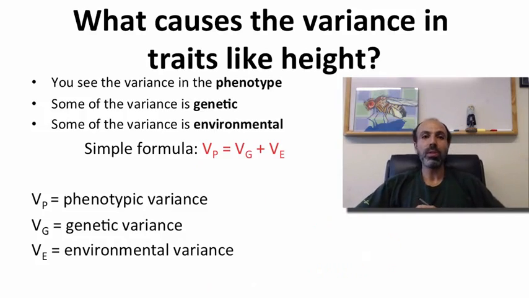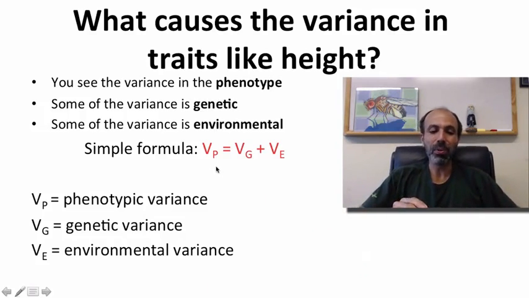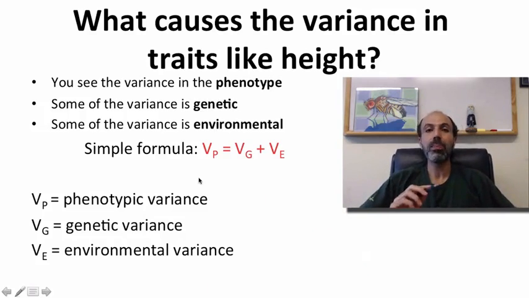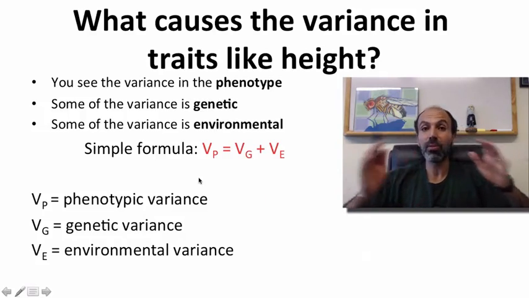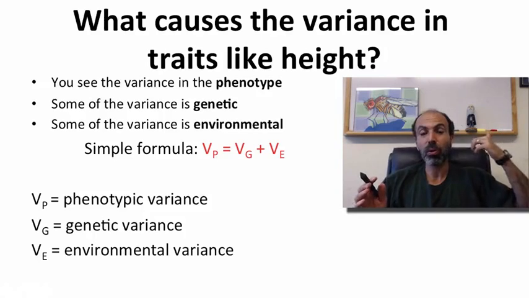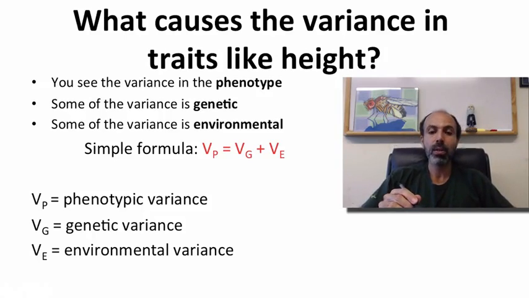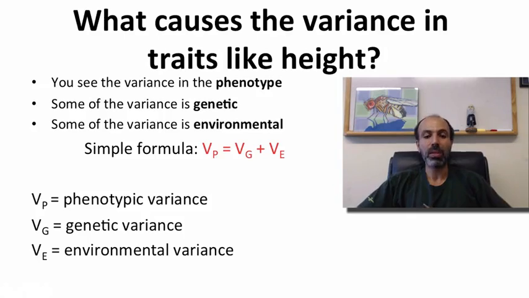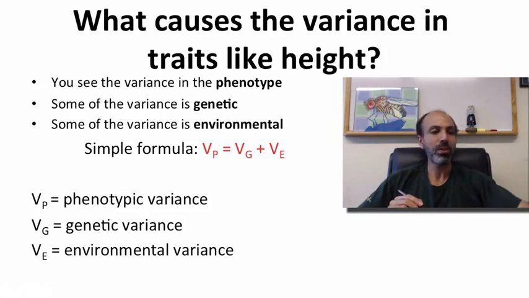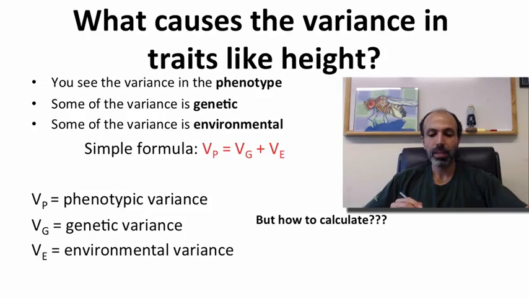Now, the formula that we use for this is very simple. VP, which is the phenotypic variance, so you calculate the variance in height, just like we did before at the beginning of this video. And we say that's the sum of the fraction of the variance that's genetic with the fraction of the variance that's environmental. It's a very simplistic formula: the overall phenotypic variance has a genetic component and an environmental component. Okay? Now, how do we calculate this? Well, that's the big question.